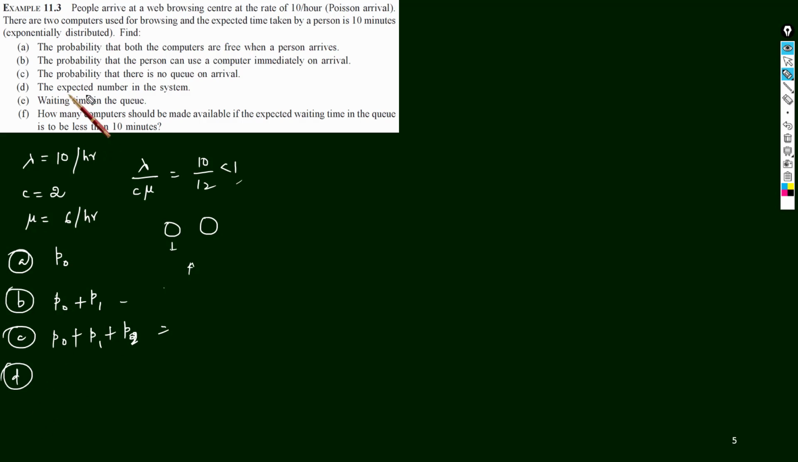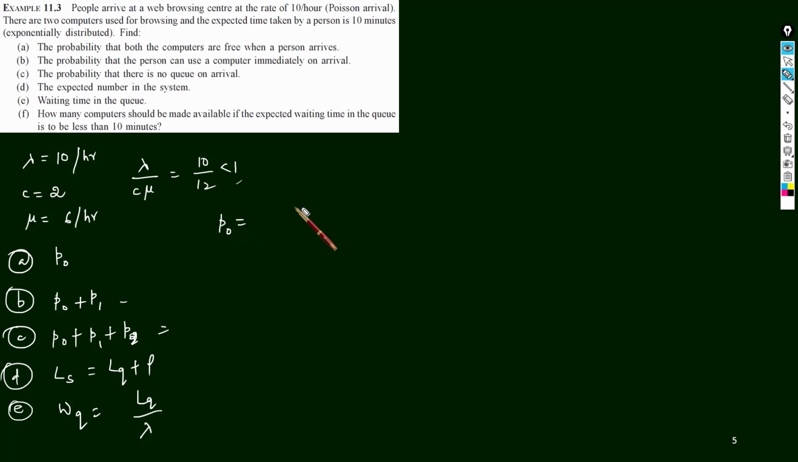Fourth one, the expected number in the system. In the system means LS, so that will be LQ plus rho. And what about the waiting time in the queue, WQ? That is LQ upon lambda. So all these terms we have to calculate. So try this question. One question we'll be solving, that is P naught. What is the expression for P naught?